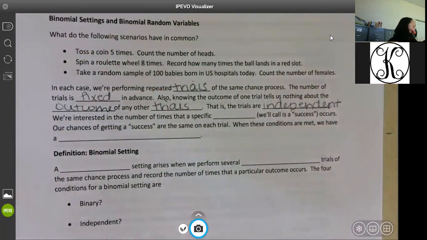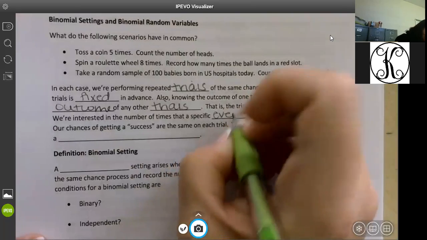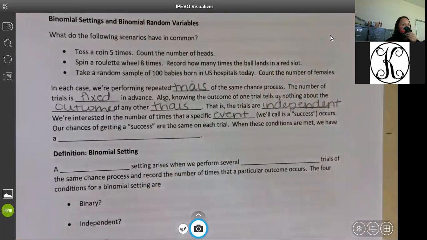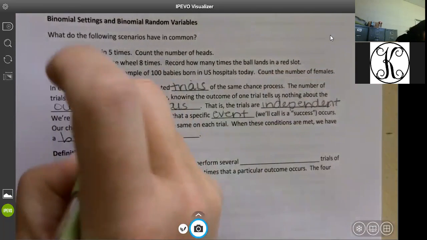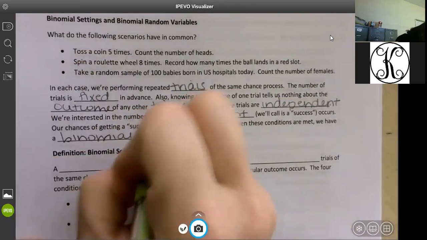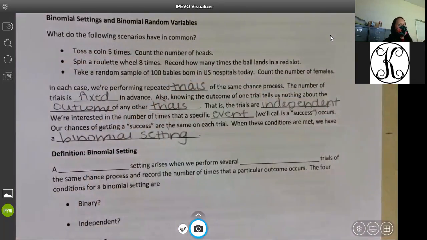We're interested in the number of times that a specific event, which we'll call a success, occurs. Our chances of getting a success are the same on each trial. When these conditions are met, we have a binomial setting. So what that just set up is your definition for a binomial setting.